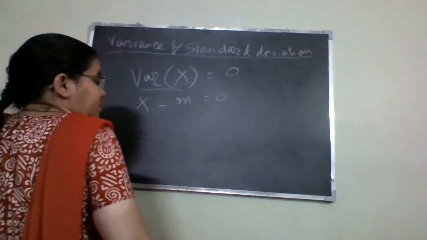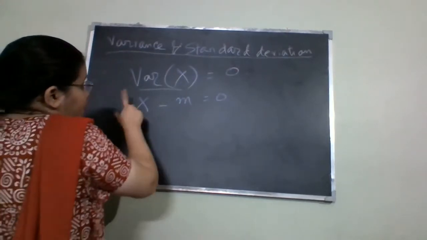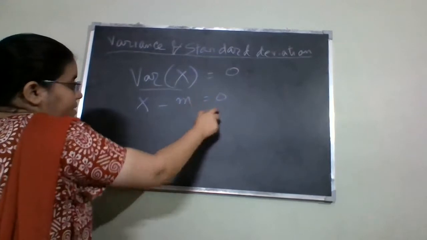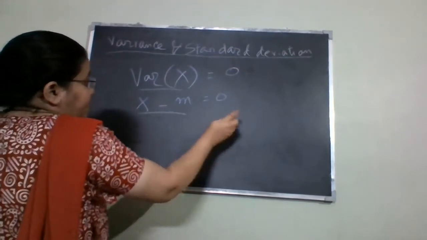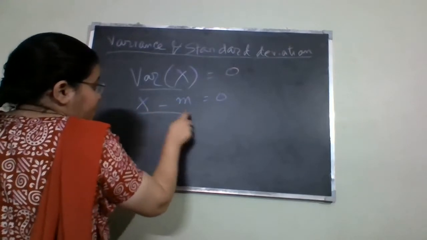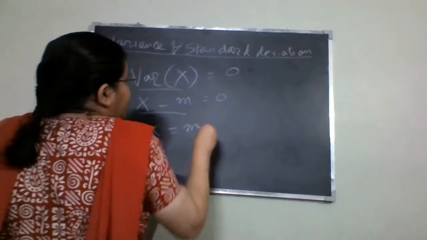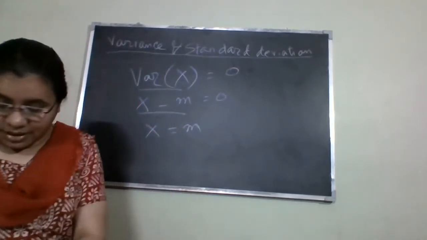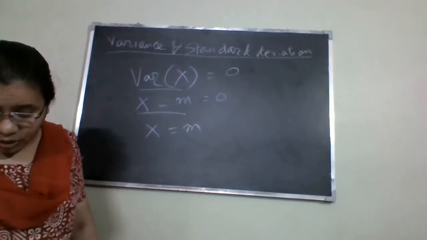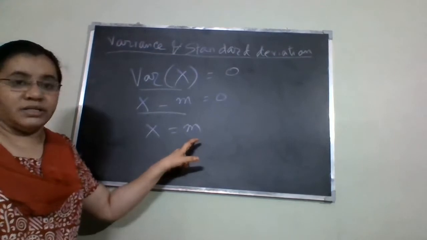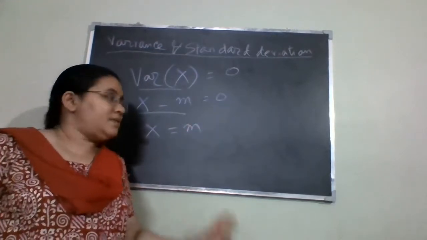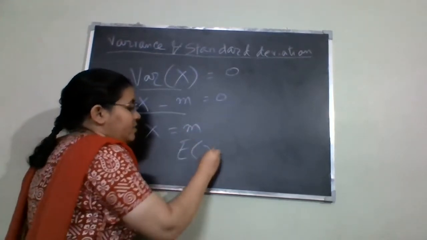You know how to find the expectation, I don't have to repeat. So if this X minus m becomes 0, then var X will become 0. If X minus m is equal to 0, we have X equal to m. What does it mean? This means that the whole mass is concentrated at the mean. What is m? m is E(X). Just right now, E(X) means what?